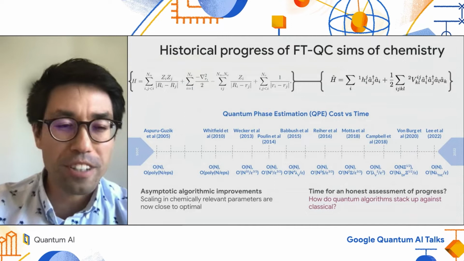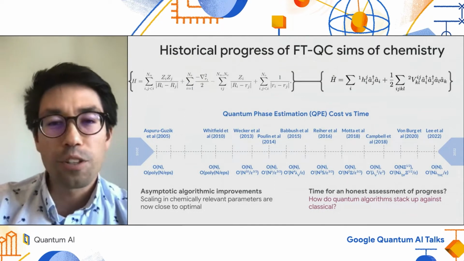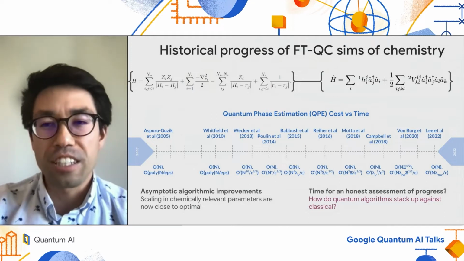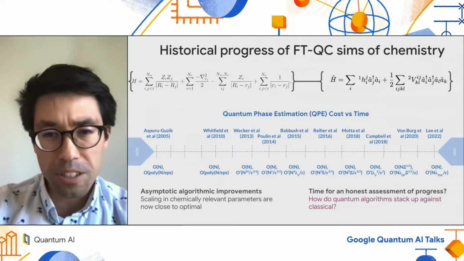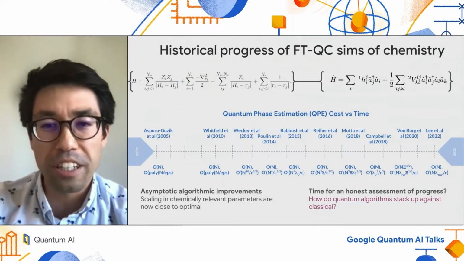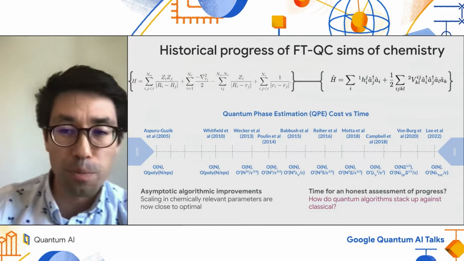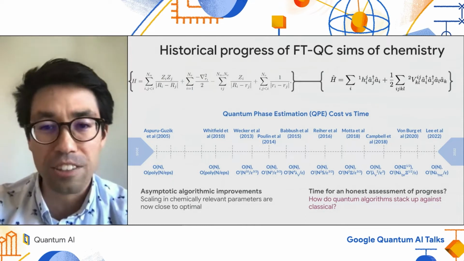So to focus our task of numerical evidence for simulation advantage in chemistry, I'll focus on algorithms for simulating the ground states of electrons in molecules or materials. The governing differential operator for electrons in these systems is written here up on the left. It has a kinetic energy term, an external potential term, and an electron-electron interaction term.